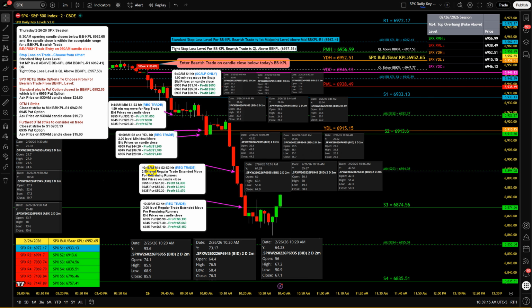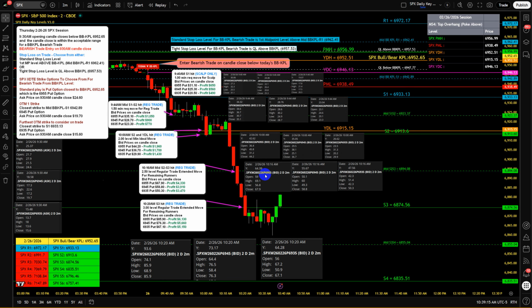Here at the 10:16 a.m. candle, we have a hit of the mid S2, S3 level. This is now a 2.5 level regular trade extended move for remaining runners. So again, we have the level we're taking the trade from, 1 level, 1.5 level, 2 levels, now 2.5 levels at mid S2, S3.